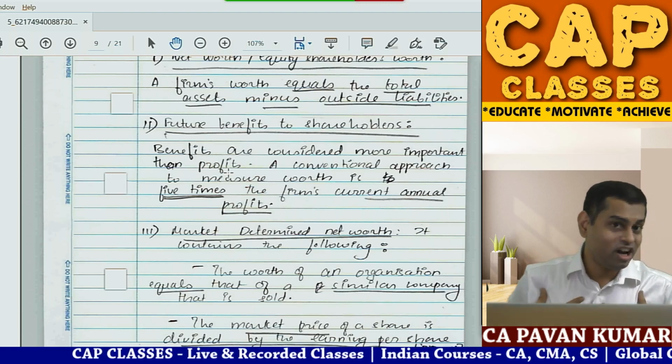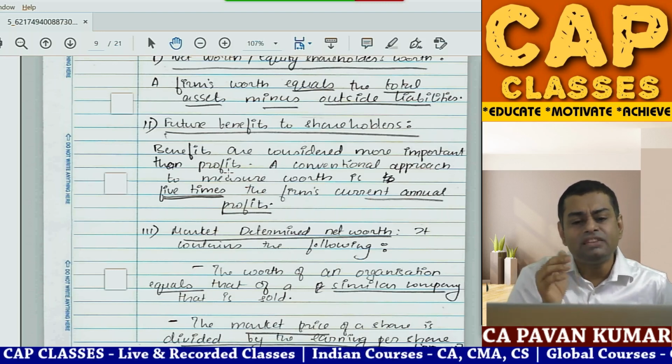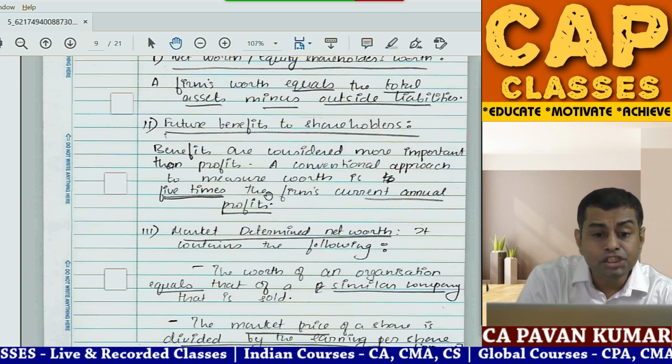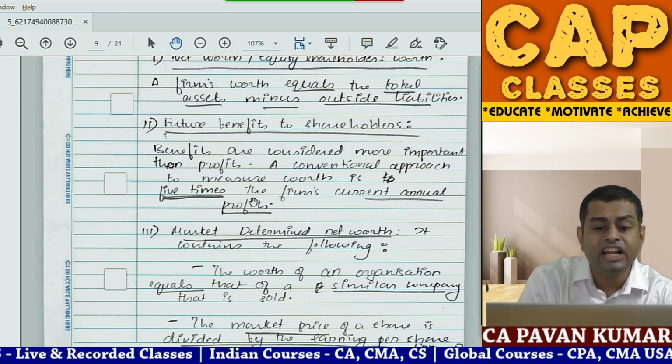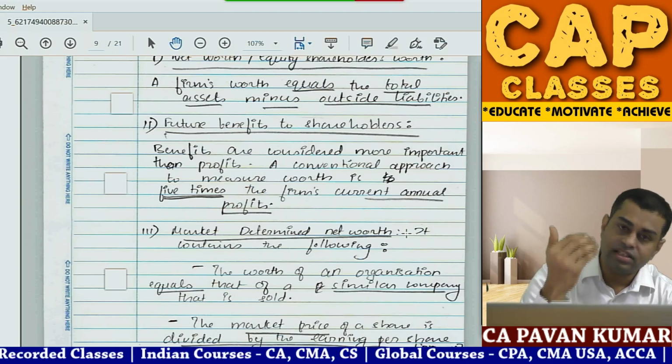If it is me, honestly, I would have put 0 here. What is benefits considered more than profits? Still it is fine, he is speaking some sense. A conventional approach to measure worth is 5 times the firm's current annual profits. Need not be, but he has written it, okay.